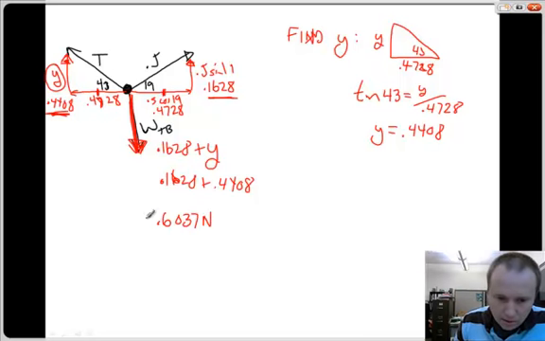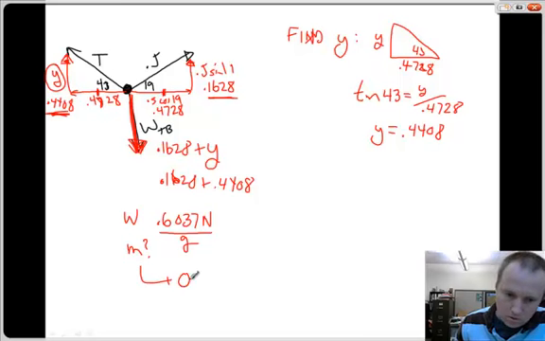Well, so I got that as my weight force. How do I go from weight to mass? To make the leap from weight to mass, I divide by gravity. And when I divide by gravity, I get a mass of 0.0615 kilograms, which is 61 grams.